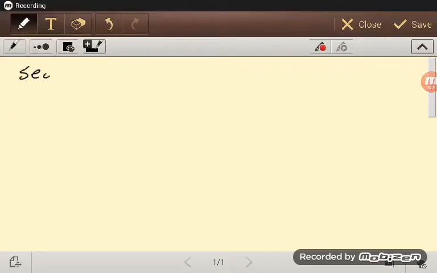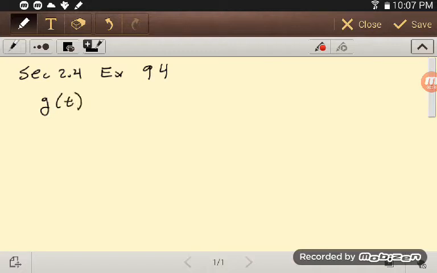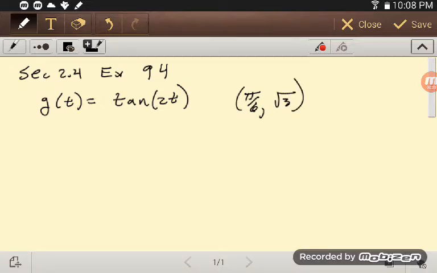Here we have section 2.4, exercise 94. In this exercise, we're supposed to evaluate the second derivative at the given point. So we have g of t is tangent of 2t, and we want to evaluate the second derivative at pi over 6. Right? I think that's what it says. Evaluate the second derivative of the function, and then we want to verify our result. So we'll do that as well.